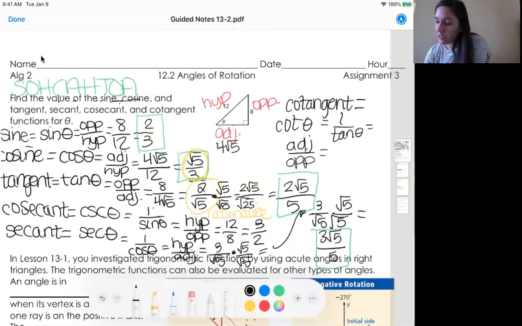So since this is equivalent, I could take the reciprocal of this, because this is an equivalent value with 2 root 5 over 5. And if I take the reciprocal of 2 over root 5, I get root 5 over 2. And I'm going to choose that because that's already rationalized. I don't have to do any sort of multiplying of some value equivalent to 1. So I am good. So cotangent is root 5 over 2.